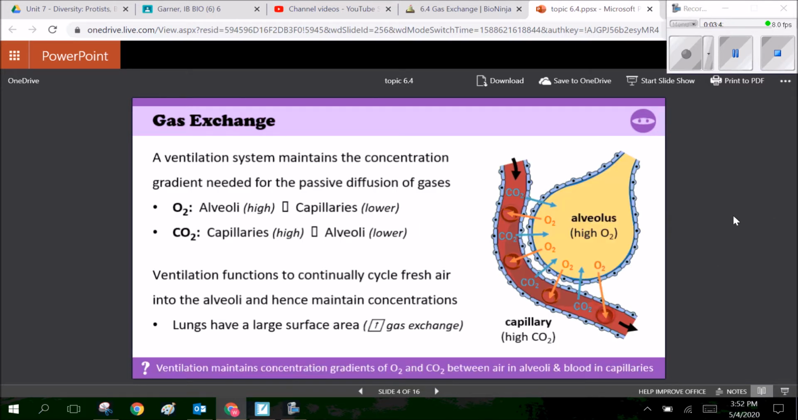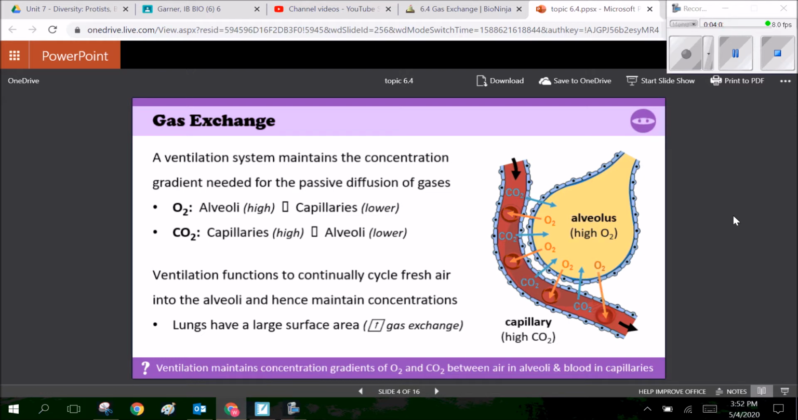So gas exchange. As I said, there has got to be a concentration gradient for this to occur. You will notice that we skipped over ventilation because IB thinks that you should be smart enough to know that when you breathe in, you take air in, and when you breathe out, air goes out. If you're still confused about this, breathe a few times and pay attention, or watch a different video.